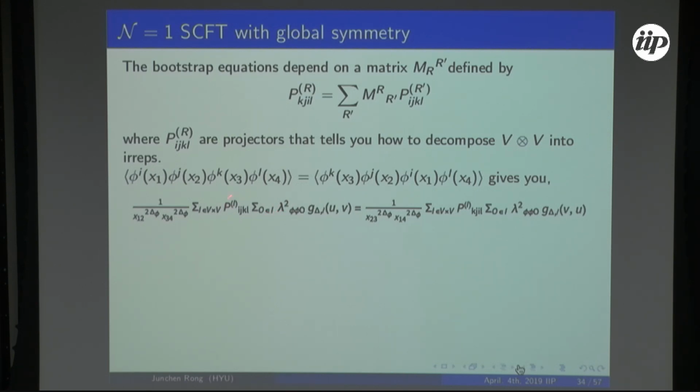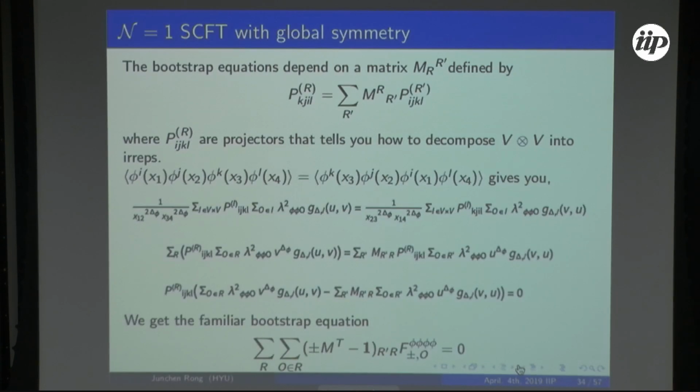There's a summation over the representations that appear in, let's say, vector times vector. And there's another summation over the operators in this spectrum. And there's OPE squared and the block. But on the right-hand side, there's an I and K flip. Okay, these are the equations. And with some manipulation, it becomes something like this, and it just depends on this M, R, and R prime. These are the things we saw yesterday in the O(N) bootstrap. So your bootstrap equation just depends on this M, and if you know this M, you would know how to write down the bootstrap equation.